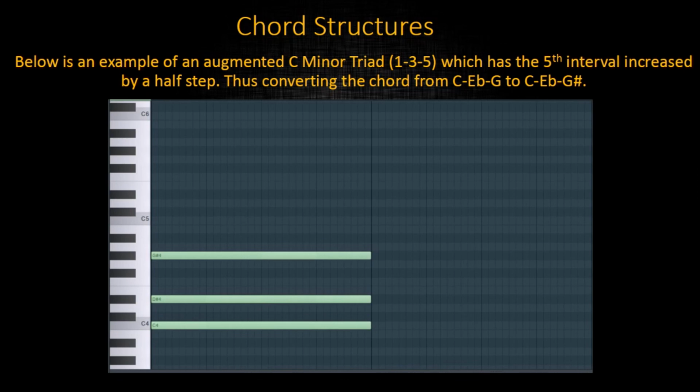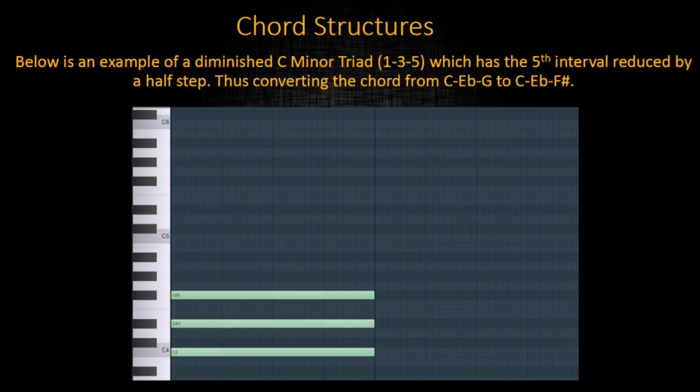This is an augmented C minor triad, and this converts the chord from your standard C minor chord to C, E flat, D sharp, and G sharp. That augments the chord and makes it sound more upbeat. Now the diminished chord reduces the interval at the 5th degree by a half step. So we're taking our C minor chord and converting it to C, E flat, D sharp to F sharp, which gives it a more serious tone.